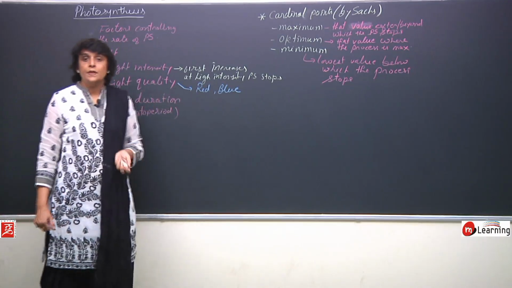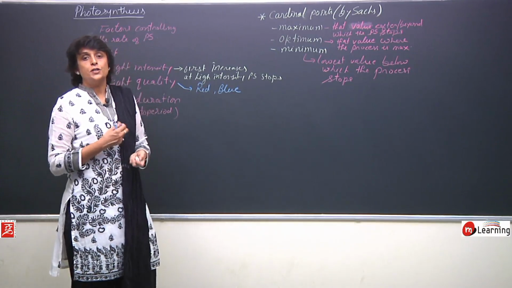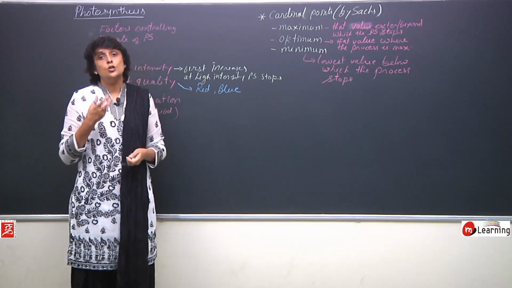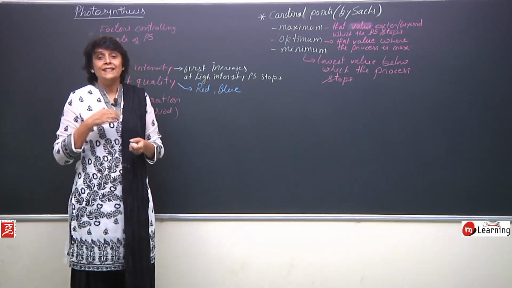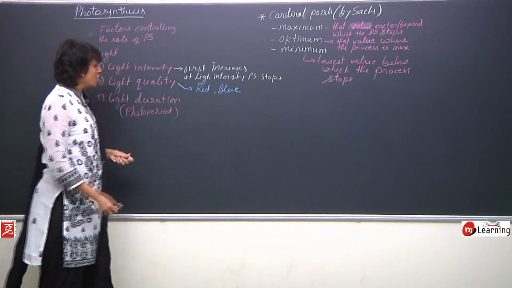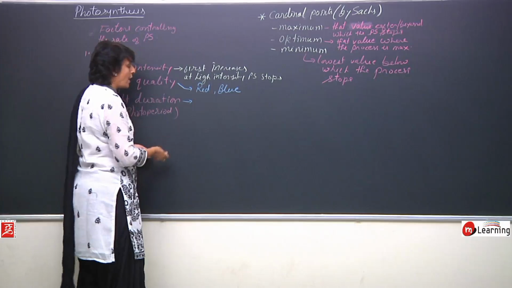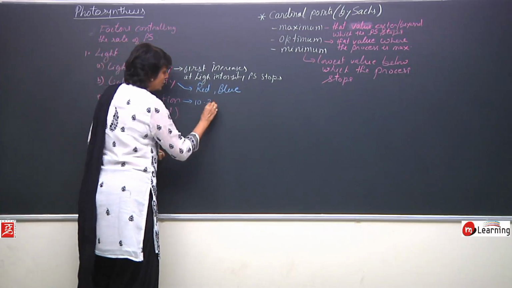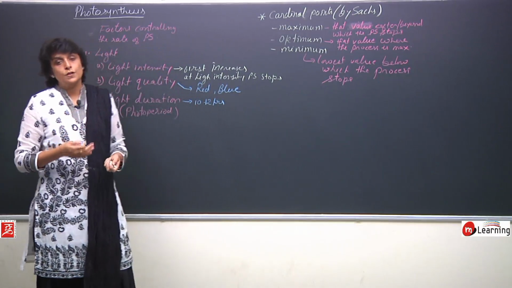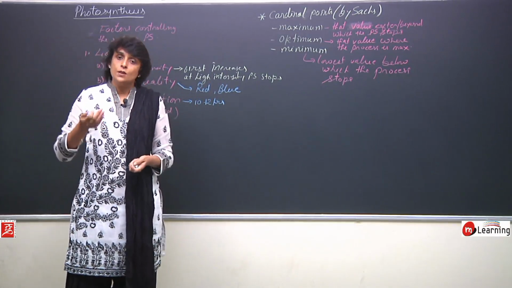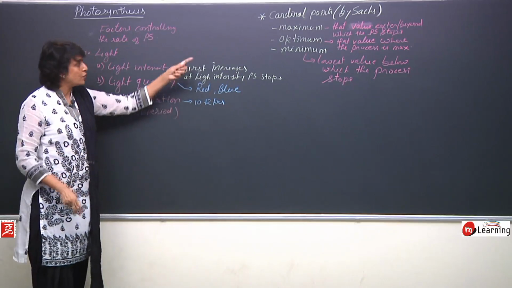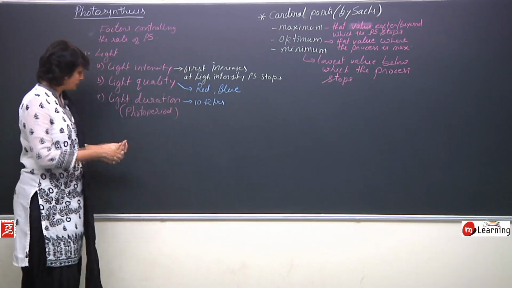Coming to duration, there are plants which need longer photo period, there are plants which need shorter photo period for their photosynthetic activities or other processes. So normal photo period which is required is about 10 to 12 hours. Less than this, photosynthesis will decrease. More than this, photosynthesis will decrease. So again, this figure which we are writing, we are talking about the optimum.